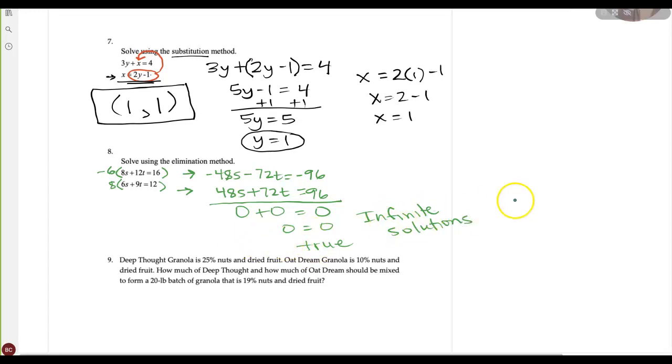And say that it was a false statement, say that we ended up with 0 equals 3 or something like that. If it was a false statement, then that would tell us that it's no solution. So make sure you know the difference between those two, because I'll just tell you right now, usually one or the other is going to show up on the exam, where you need to know the difference. So it's just, is it a true statement or is it a false statement? That's telling you whether it's infinite solutions or no solutions. Or all real numbers is another way you can say infinite solutions. Okay, questions on that?